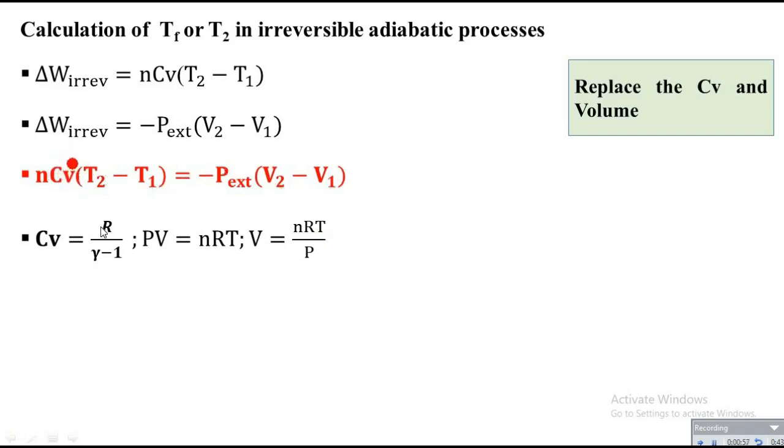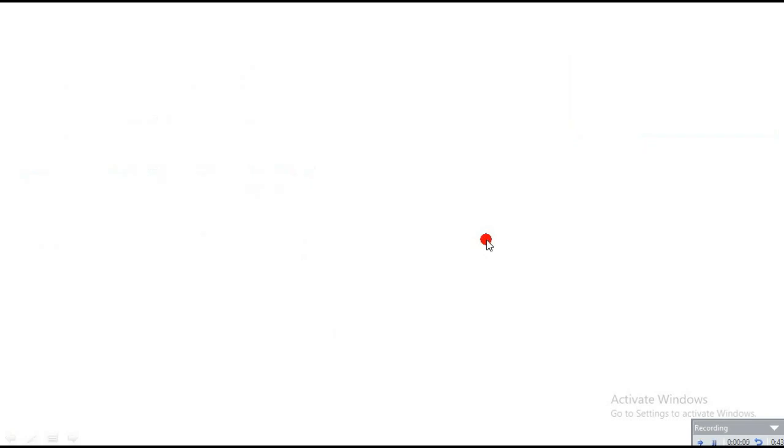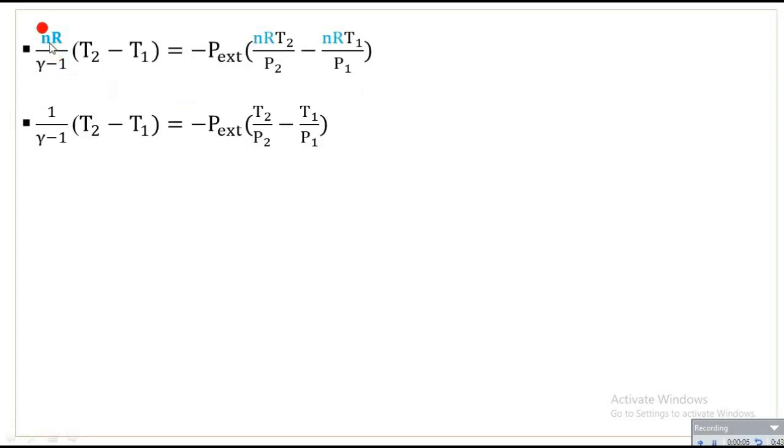So we do it quickly. We have replaced the Cv here. We replace also the volume here. Let's see what we get. So you can see here the nR, they cancel. We have nR on both terms here, the nR, we cancel them.